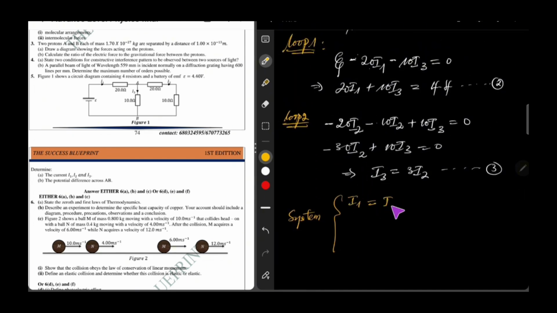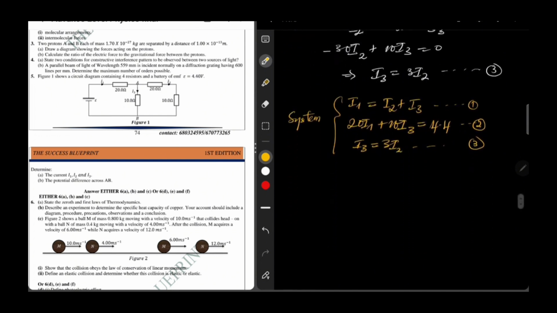So we have the system: I1 equals I2 plus I3. We have 20 I1 plus 10 I3 equals 4.4. And we have I3 equals 3 I2, equation 3. Now, we can solve this system with any method of our choice. You can use the elimination method, the substitution method, the matrix method, or the graphical method.